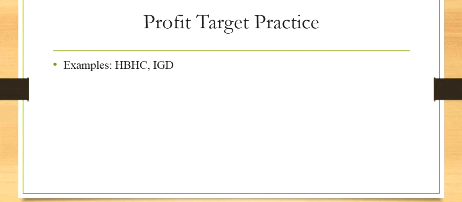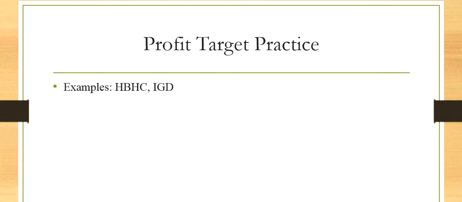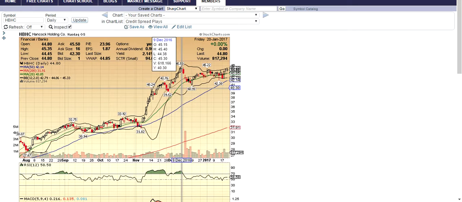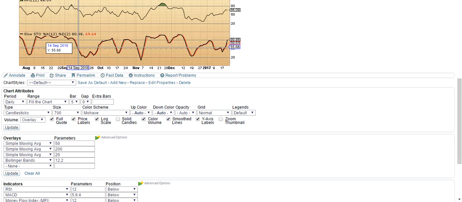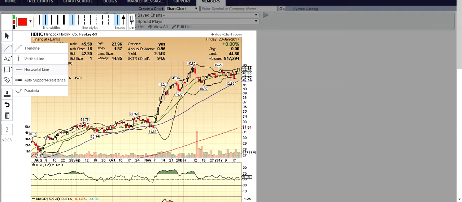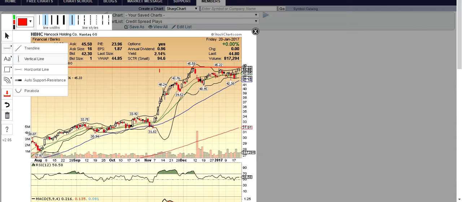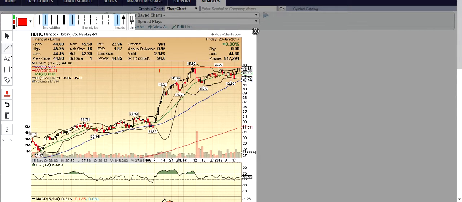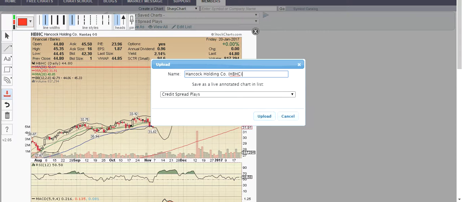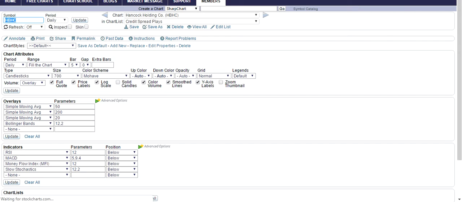So we're going to jump again back to HBHC and IGD, and we're going to do just that. So let's go ahead and label first and foremost as practice. We're going to relabel that ascending triangle. So we have the 45.50. Get as close as I can. There we go. And then we have the ascending support here. We'll just go ahead and leave it red for now, but again, that represents support. Let's just save this so it'll stay on the chart.